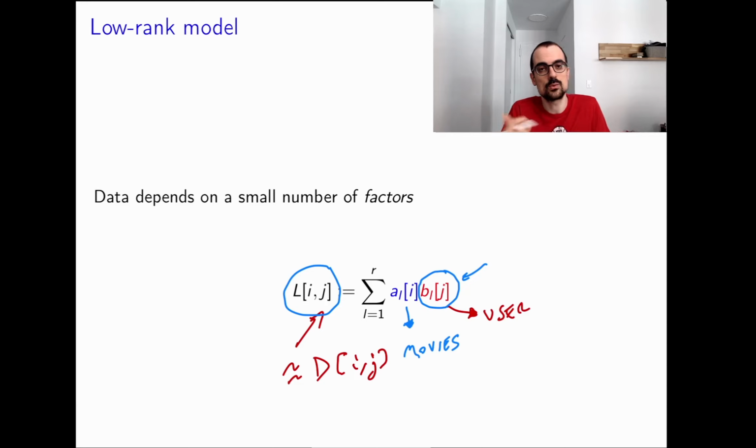And the intuition is that we think that in this case, the movie ratings or the data are driven by a small number of factors that can be learned directly from the data.